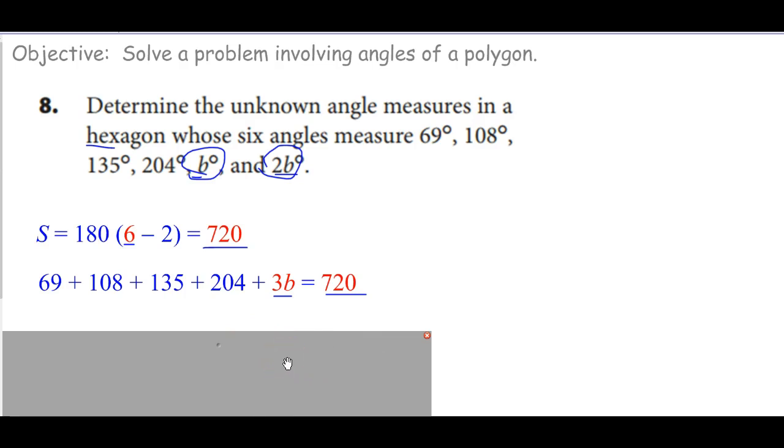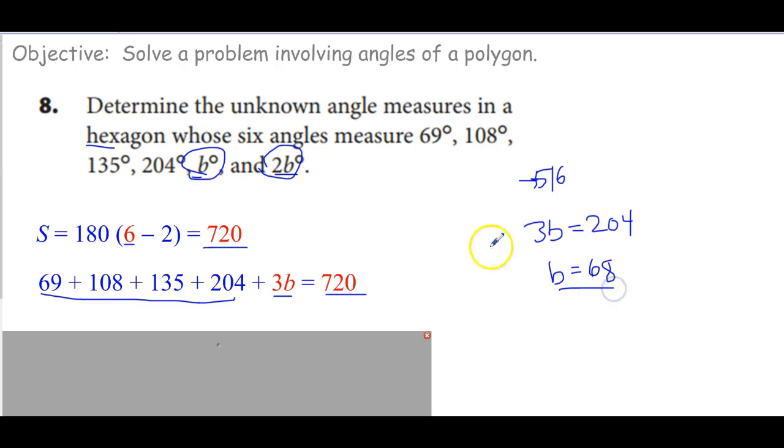Now, here's the trick when you do that. There's my little scratch work, so I get all these guys here add up to make the 516, add negative 516 to both sides, so 3b is 204, divide by 3, I got b is 68. Notice it says, determine the unknown angle measures, that's your job. Not to solve for b by itself. So b, which is one of the angle measures, that's cool. That's 68, so there's one answer, right?